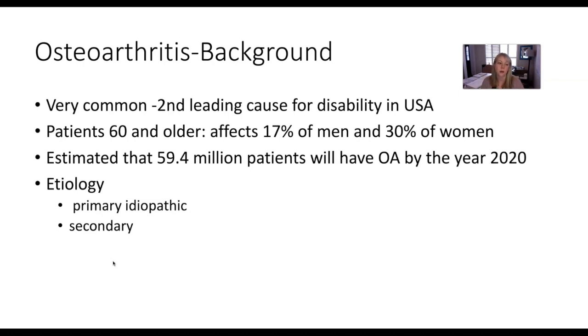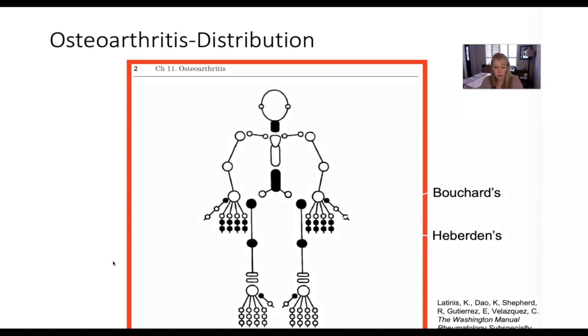Osteoarthritis is very common, if not the most common disability. Right now it's the second leading. I kept this slide up because I made it probably 5 years ago. It estimated that 59.4 million will have OA by the year 2020. It's not there yet. It's about 35 million patients. So here's the distribution of it. You can see that people have more osteoarthritis in the hips and knees. You'll hear a lot about knee replacements and hip replacements, but also look at the hands.